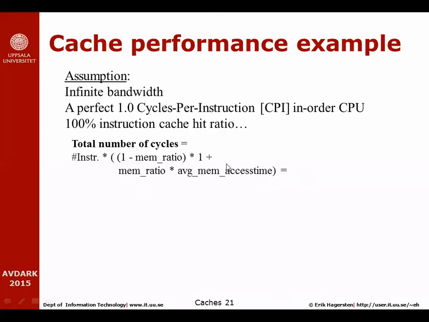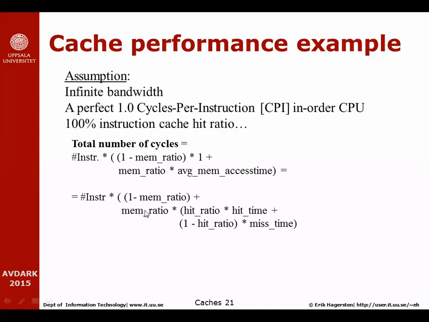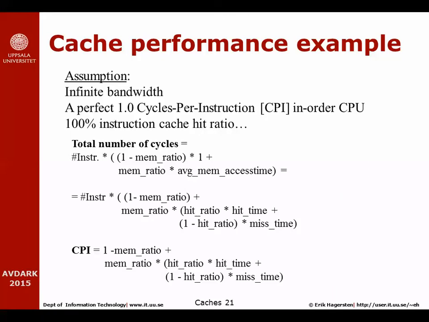Okay, and then the average memory access time we can calculate if we know the hit ratio. So we take hit ratio times the hit time plus miss ratio, so that's 1 minus hit ratio, times the miss time. So if we have the memory ratio and the hit ratio and the hit time and miss time, we can now calculate how many cycles it takes to execute that specific program. And of course, the number of cycles, we divide that by the number of instructions, and then we get CPI.